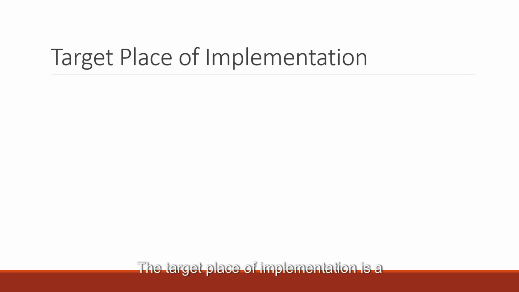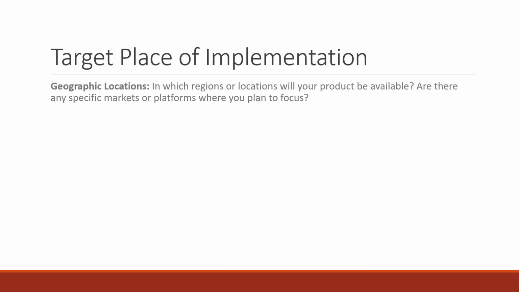The target place of implementation is a critical factor in determining where and how a product is introduced to the market. Selecting the right locations and understanding the customer base in each area can significantly influence the success of a product. Let's go through each key aspect of this process to gain a comprehensive understanding of effective market placement. We start by identifying the geographic locations where our product will be available.